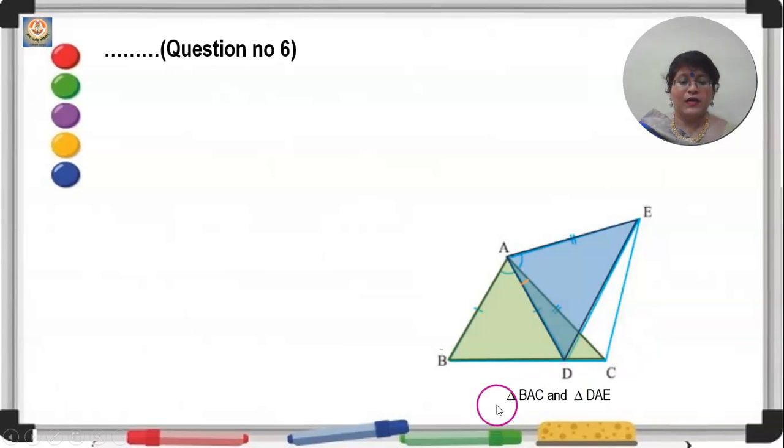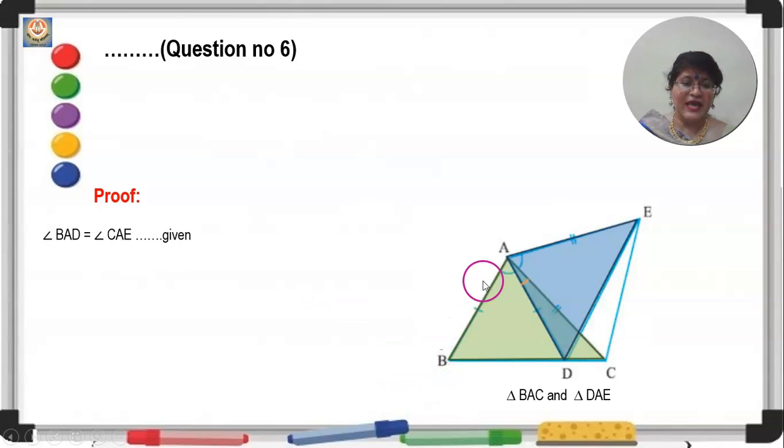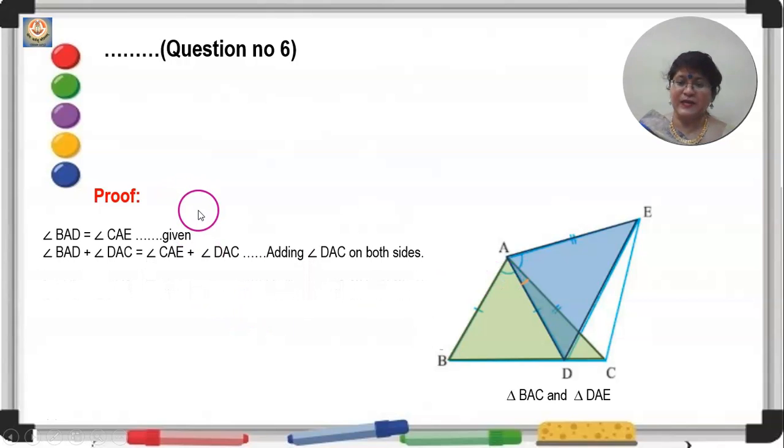Now, the clue out here is we will take triangle BAC and triangle DAE at the end. That is our objective, to prove these two triangles congruent, because ultimately they have asked you to prove BC congruent to DE. So in order to prove BC congruent to DE, these two triangles you need to take. So before that, let us write down what all is given. It is mentioned that angle BAD, that is this angle, is congruent to angle CAE.